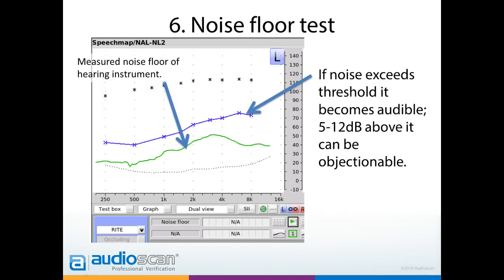This is plotted on a graph with the SPL thresholds to give an indication of the possible impact on the patient. Self-noise levels in the hearing instrument can be detectable if they are at or above threshold. Where noise exceeds threshold by 5 to 12 dB, it can become problematic. This test helps you to address complaints of this nature objectively.